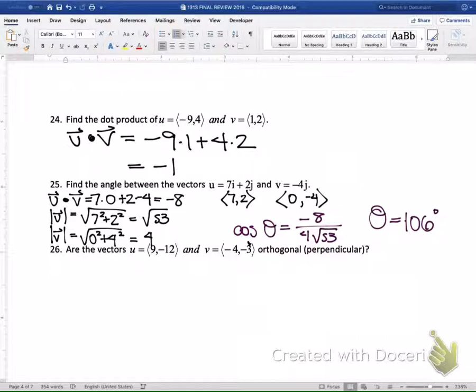Second thing, what is the easiest way to tell if these are perpendicular? Slope. Every vector starts at 0, 0, so that means the slope for u is negative 12 over 9, the y over the x. What does that reduce to? Negative 4 over 3. For vector v, it's negative 3 over negative 4, and two negatives make a positive. Are these opposite reciprocal slopes? Yes, therefore they are perpendicular.